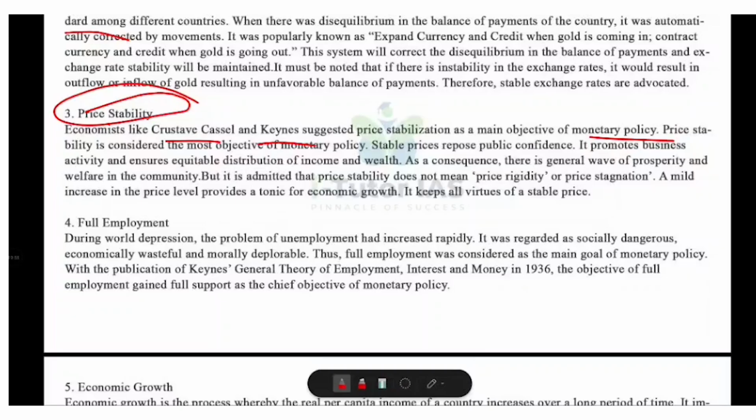When prices are stable, people have confidence in the economy, businesses can plan better, and income and wealth are distributed more equitably. But remember, price stability doesn't mean prices should never change. A mild increase in prices, that is a little inflation, actually encourages production and economic growth. Okay, so it's about avoiding extremes, not freezing prices completely.